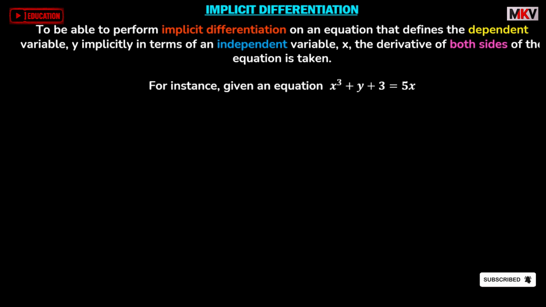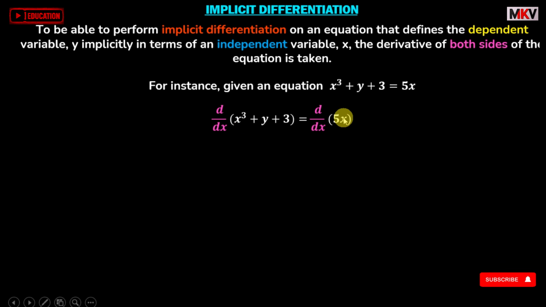Now let's look at a rough method of how we go about implicit differentiation. Taking this function, x cubed plus y plus 3 is equal to 5x, we take the differential of both sides of the equation. So we differentiate x cubed plus y plus 3, then we differentiate 5x separately. On the left side of the equation, we have 3 terms, and we have just one term on the right side.